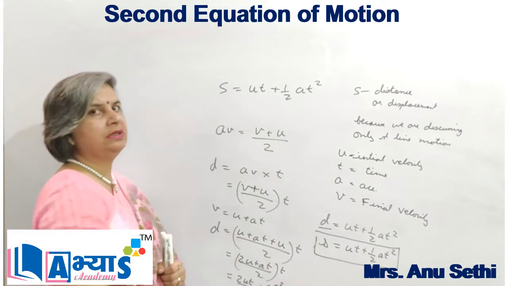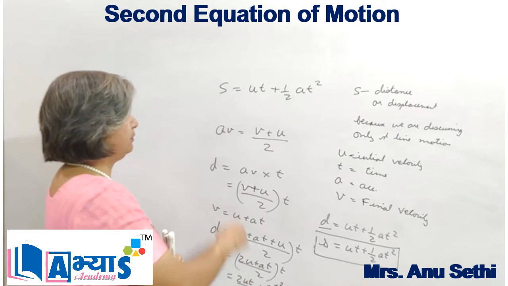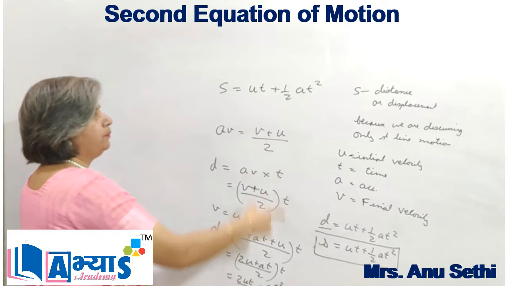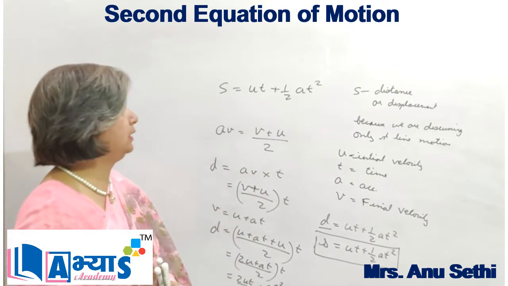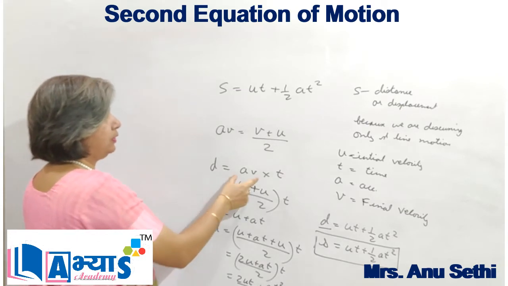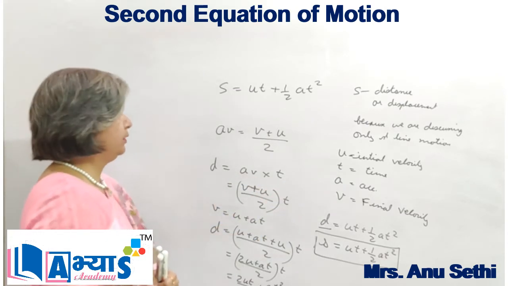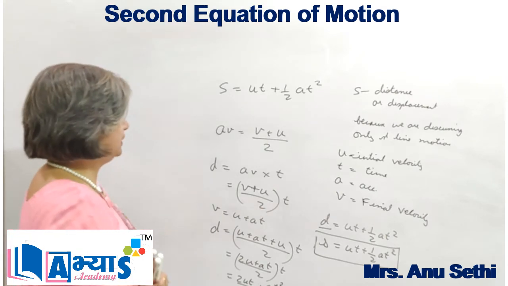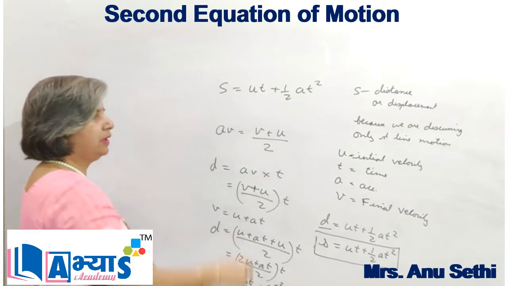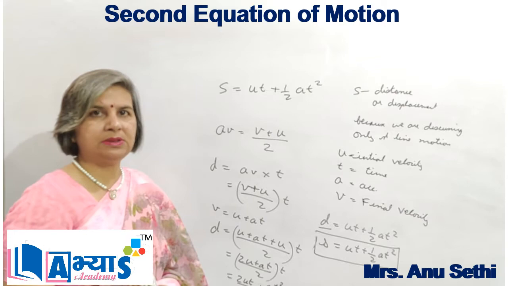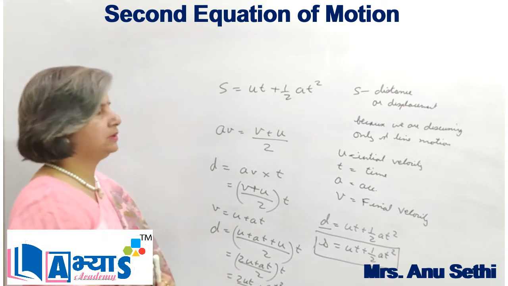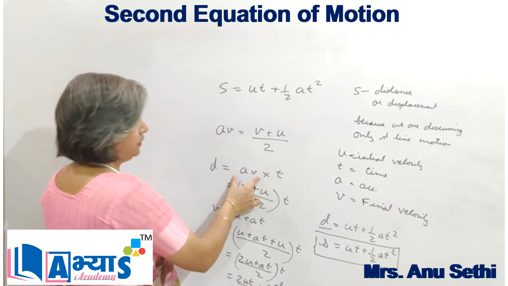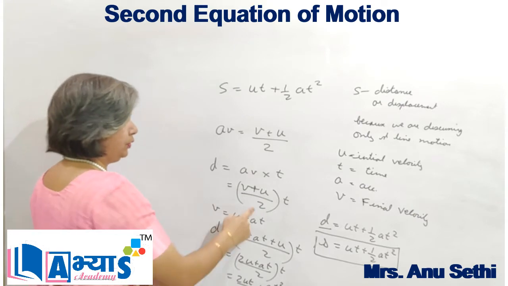Average velocity, in the case of uniform motion, can be defined as initial plus final divided by 2, and using this equation we can derive the second equation of motion, because distance is equal to average velocity into time, because velocity is equal to distance upon time. Here we are considering distance, or it can be displacement, because in straight line motion the distance and displacement mean the same thing. Putting the formula of average velocity, we get v plus u upon 2 into t.